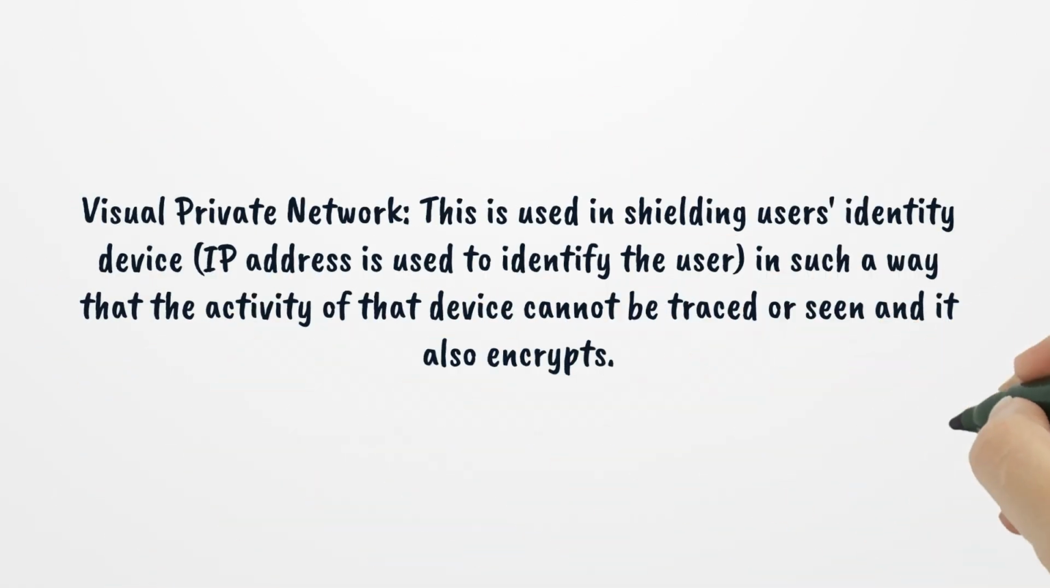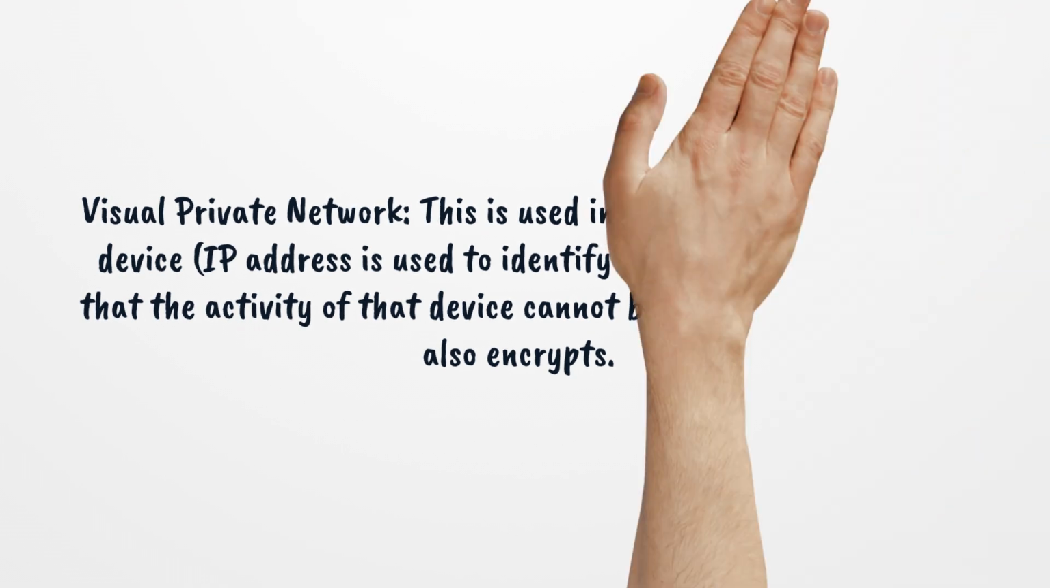1. Virtual Private Network. This is used in shielding the user's identity and device. The IP address is used to identify the user, in such a way that the activity of that device cannot be traced or seen, and it also encrypts.